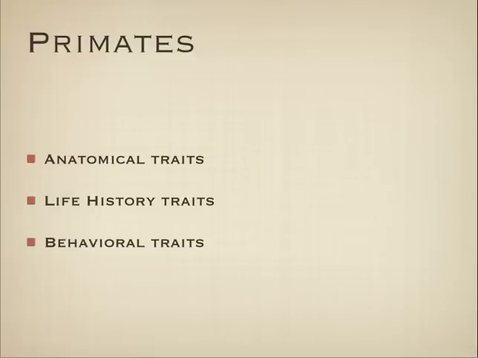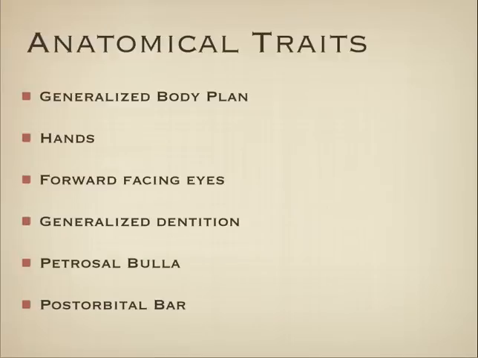So let's right now look at some anatomical traits, some life history traits, and some behavioral traits. This is going to be a little bit of a repeat of your reading. If you understand these really well, go ahead and just stick to the reading. I'm going to go over a few specific points with you. So as far as anatomical traits, we're going to look at a generalized body plan. We're going to look at hands, forward-facing eyes, generalized dentition, the petrosal bulla, and the postorbital bar. Let's go ahead and start.